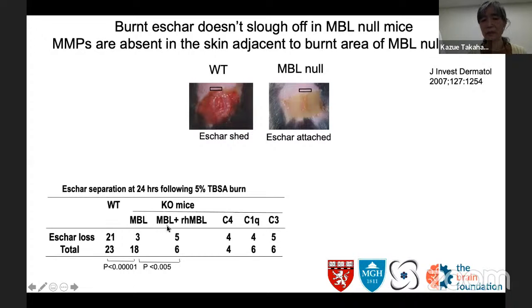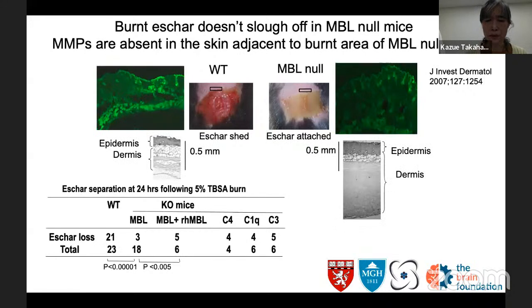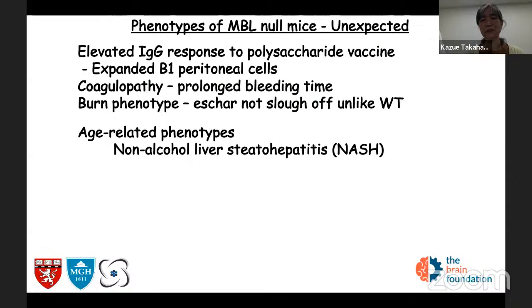And once again, this phenotype was reversed or corrected by pretreating Mbl null mice with recombinant human Mbl. And again, C3, complement 4, or complement 1q knockout mice were comparable to wild type mice. And we wanted to see what's going on. So we did histological analysis of skin adjacent to the burn area. One of the things we did was to look at MMP. We used a fluorogenic substrate for collagenase and gelatinase. You can see this green area. Those are active MMP, while we didn't really see much in Mbl null mice. And more surprising, in Mbl null mice the skin got almost 2 or 3 times thicker overnight. And we didn't really do anything further.